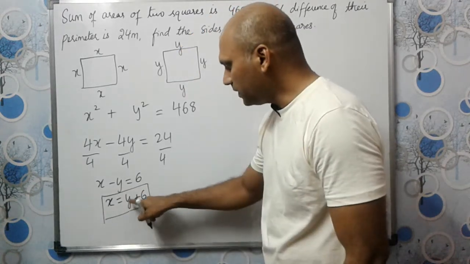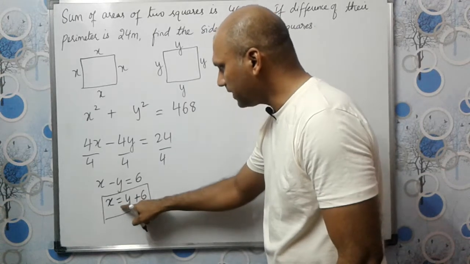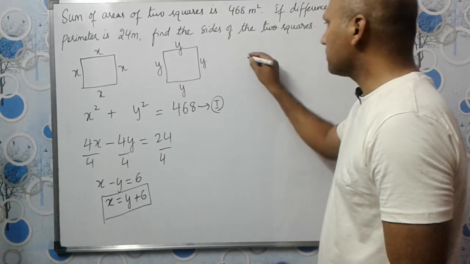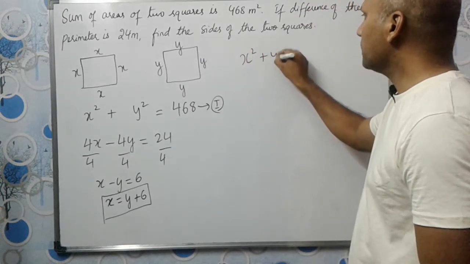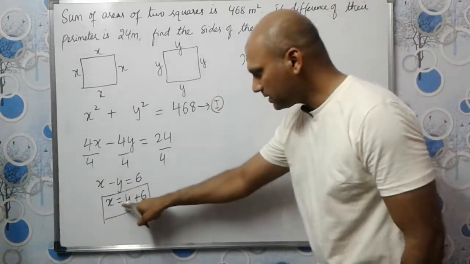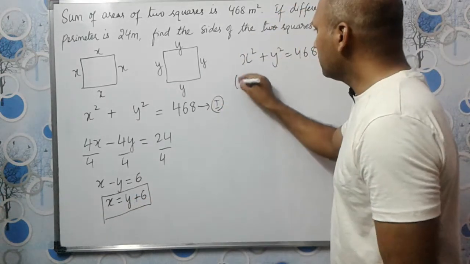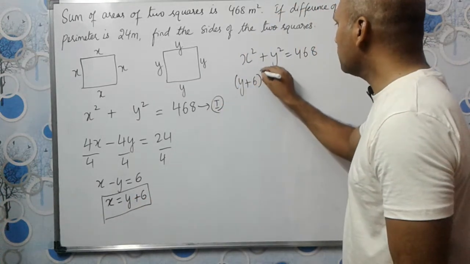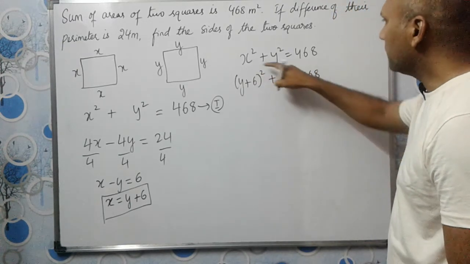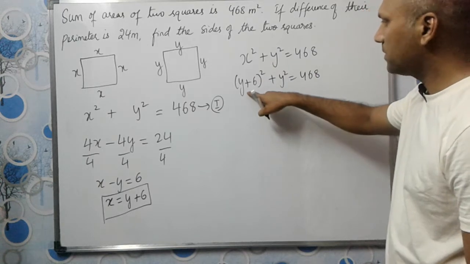Now what we have to do is substitute this value of x in this equation. Let this equation be 1. Let us substitute in this. It is x square plus y square is equal to 468. What is the value of x? y plus 6. So this is y plus 6 whole square plus y square is equal to 468. In place of x we wrote y plus 6.